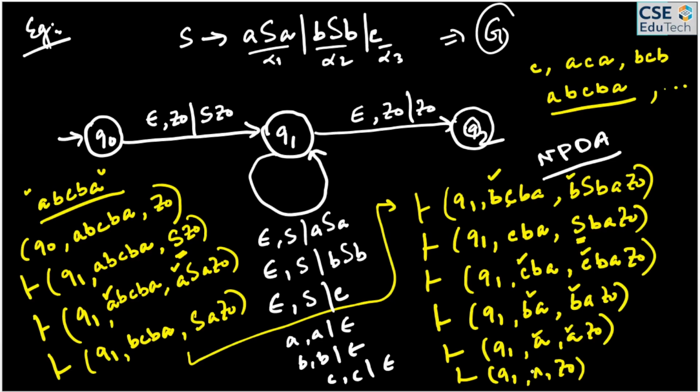Now when this is the configuration, you can also write it this way. Now the string is exhausted and the stack top is Z0, so it reaches the final state Q2, where the string is exhausted and the stack holds Z0. So these are the sequence of moves for the pushdown automaton which we have generated for the context free grammar G. So thank you.